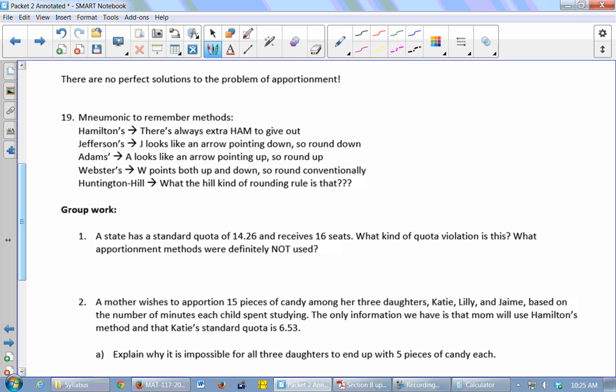And then Huntington-Hill, what kind of rounding rule is that? Yes, I have a question about that one. Sure. When we're comparing, initially you get your standard quota decimal, and then you take the lower and the upper. Right, you multiply them and take the square root. Yes, and then you get a new decimal. That's your new cutoff. But then you compare the two in order to get the number you found. Which one are you seeing? So when you're doing the comparison, it's where I get confused with the rounding.